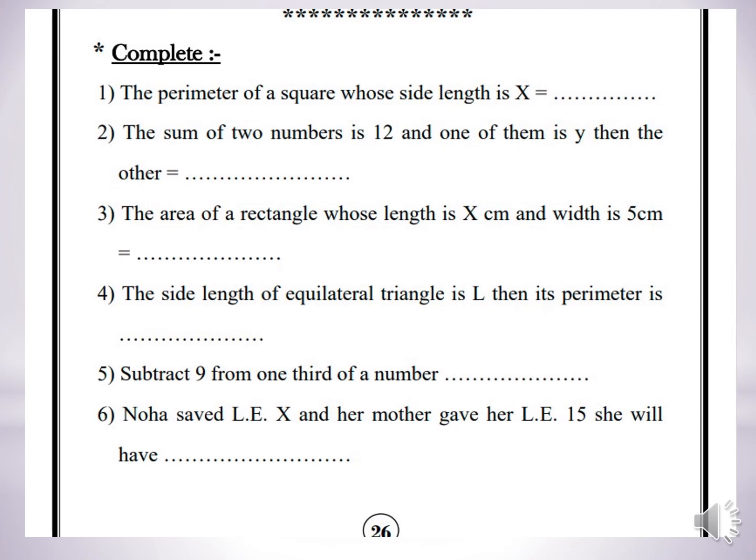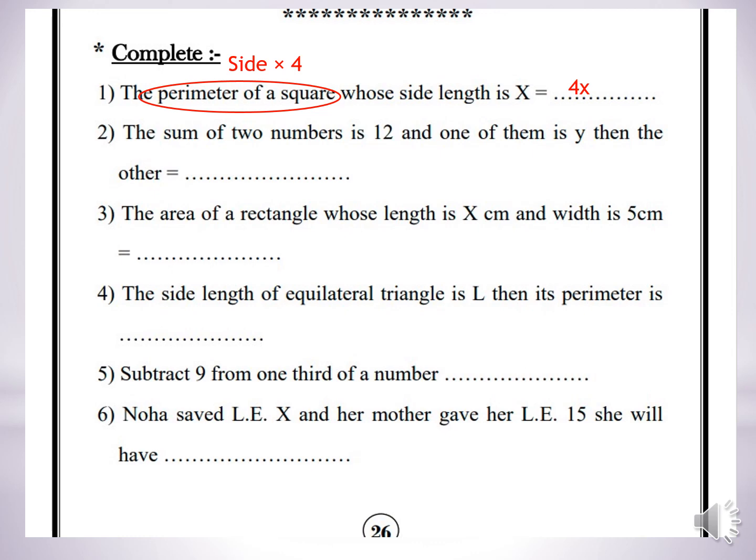Your booklet's page 26. I have the perimeter of the square whose side length is x. Okay, first, the perimeter of the square is what? Side times 4. He gives me that the side length is x. So instead of side, I will put x. So it will be x times 4, or 4x.